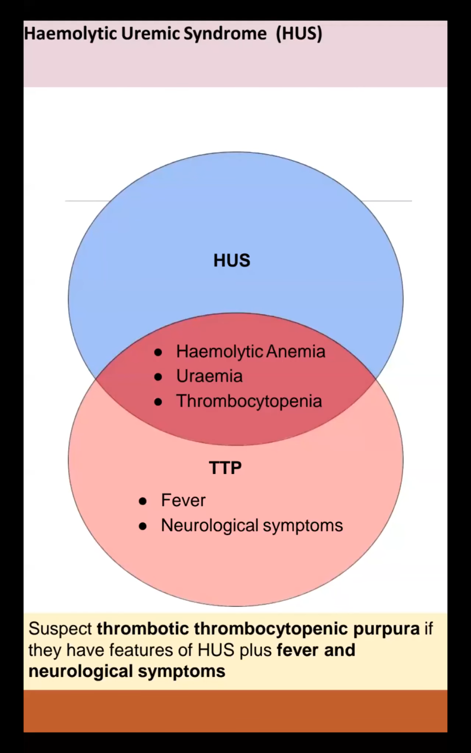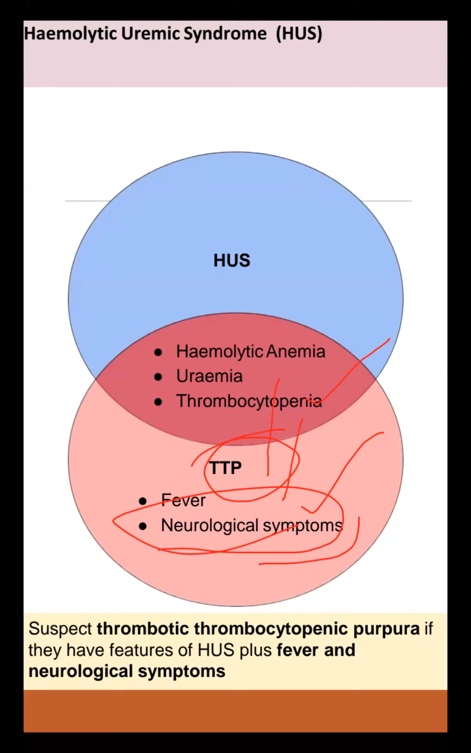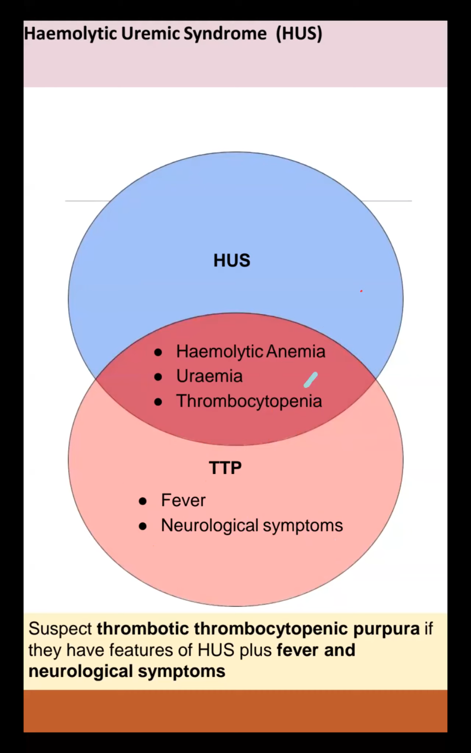Hemolytic uremic syndrome: hemolytic anemia, uremia, thrombocytopenia. TTP will have fever and neurologic presentations. We have to differentiate hemolytic uremic syndrome and TTP by the neurological symptoms. There will be thrombocytopenia in hemolytic uremic syndrome, but TTP also has thrombocytopenia, plus neurological symptoms. Uremia can be present in both, but neurologic symptoms are not associated with hemolytic uremic syndrome. So we have to differentiate this way.